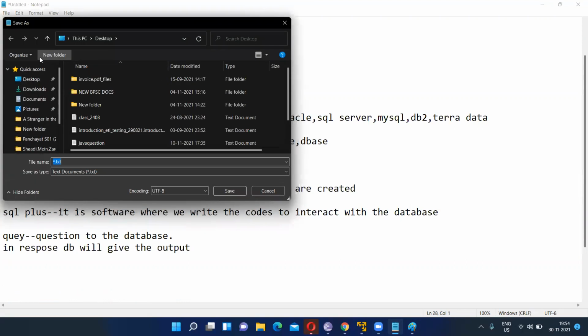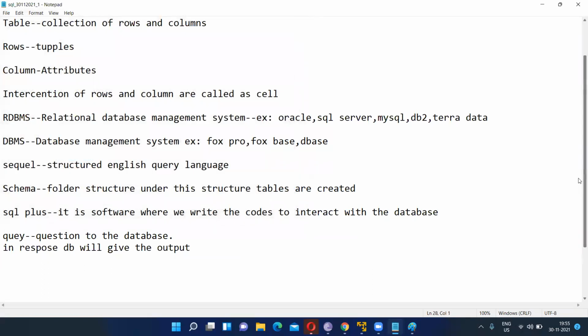I'll share these notes with you. Yeah, please. So I'll write here. Today's date we will write 30/11/2021.